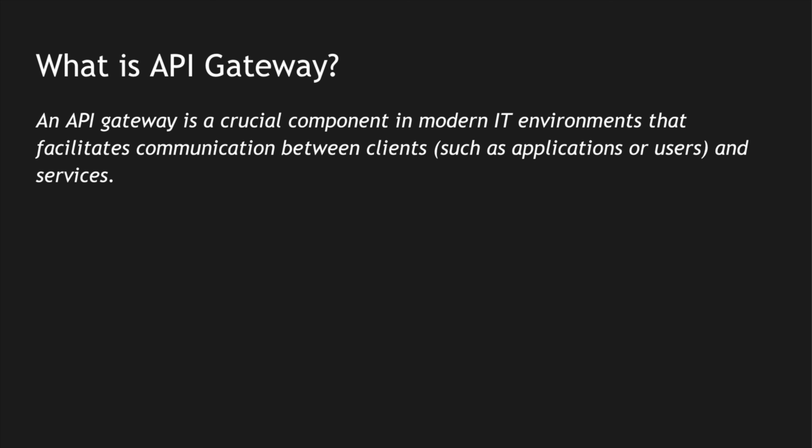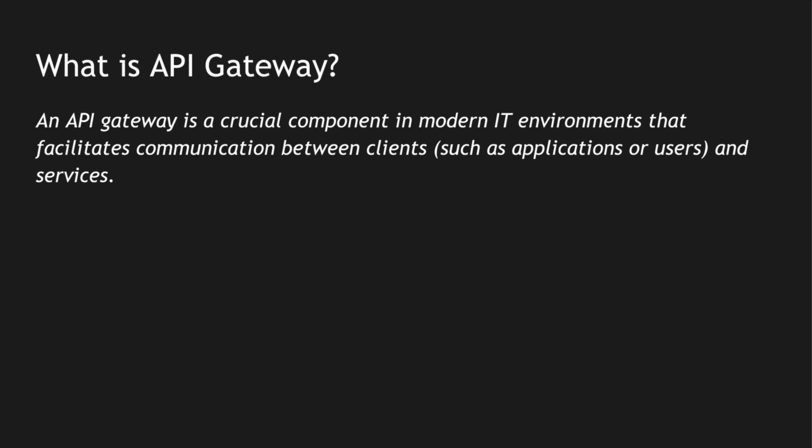So, what is an API gateway? The bookish definition is: API gateway is a crucial component in modern IT environments that facilitates communication between clients and the services. This essentially means when there is communication from one service to another over an application programming interface, or an API call, we need an API gateway to facilitate the management of it, to make the communication better between these services and also to better manage the whole environment as such.